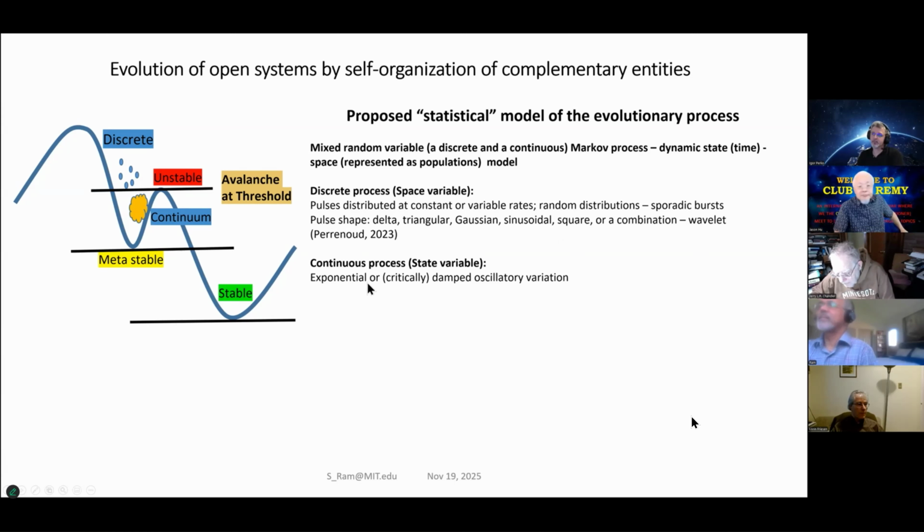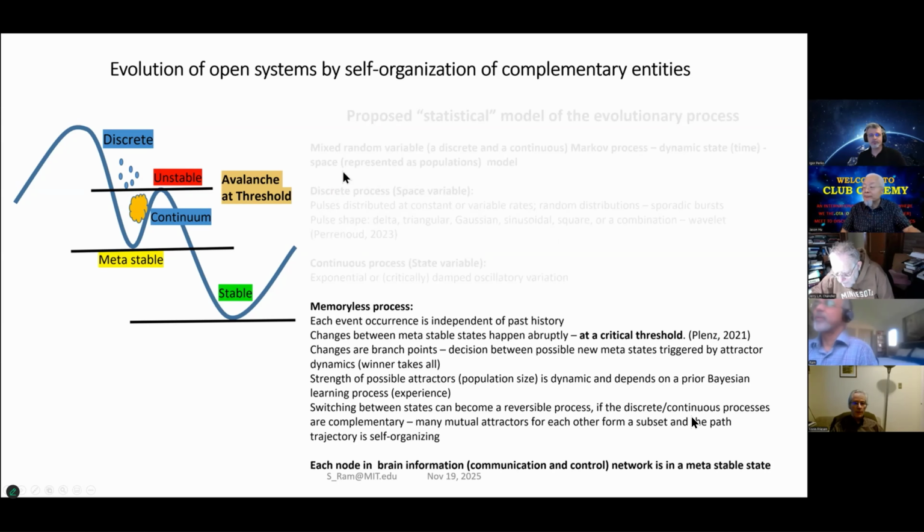And then the continuous system doesn't have to be an LRC second order system. It could just be a first order system, exponentially decaying. It could even be critically damped. So if you look at the interaction between these processes, it leads to a memoryless process. I won't go through all of this. Basically, the event occurrence is independent of past history, and that is why it's a Markov chain, and it happens at a critical threshold.